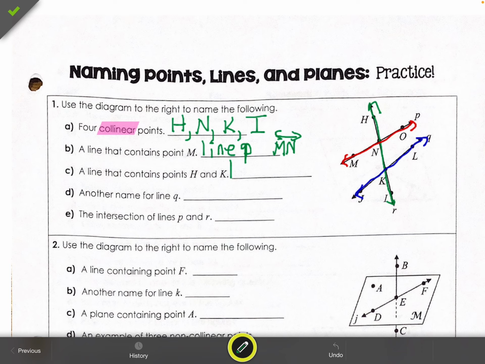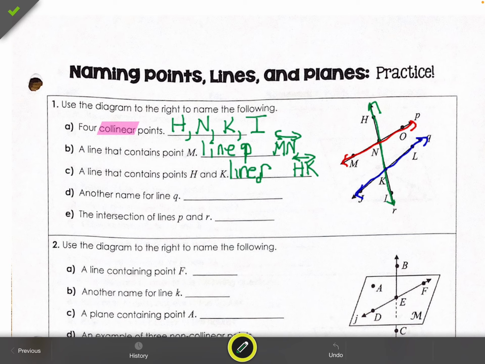Again, you can either do line R, okay, and again, it's supposed to be cursive, but I'll just make a little squiggly. Okay, you could call it line R. Again, someone else might have said, well, I called it line HK. That's fine too. Line NK, line KN, okay, line KH. So again, you only need to put one answer. Okay, I just want you guys to be aware that there are multiple correct answers.